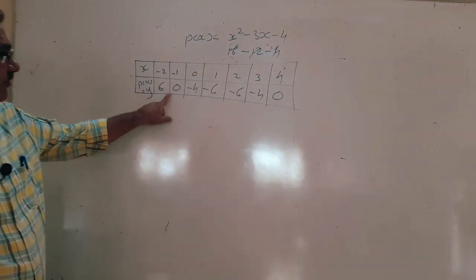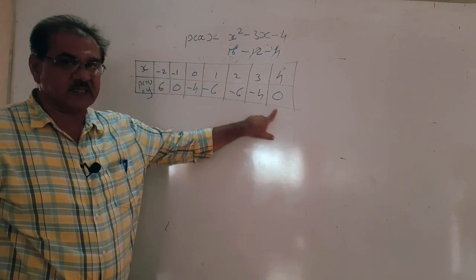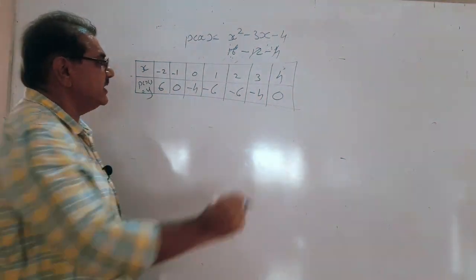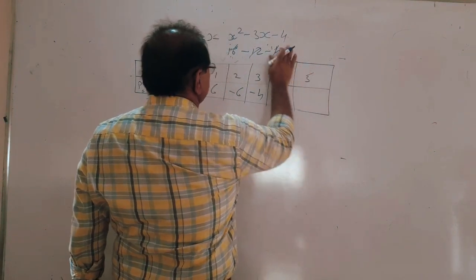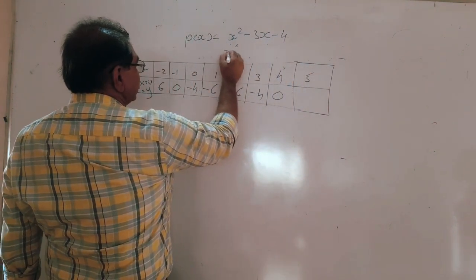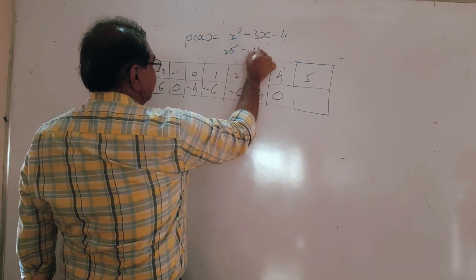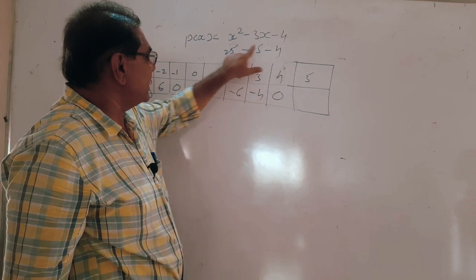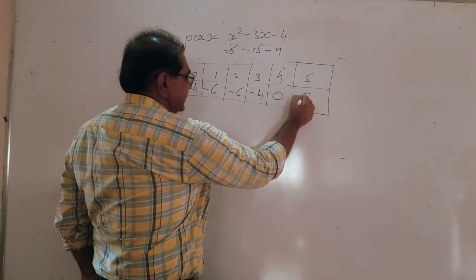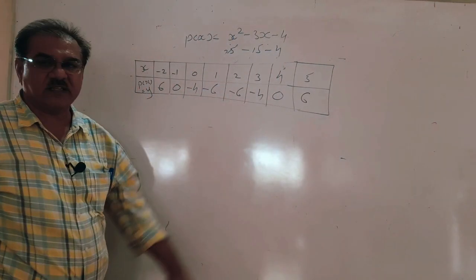So you can check here for two numbers, you are getting the answer 0. So these two will be the zeros of the polynomial. I take one more for simplicity: 5. 5 square is 25. 5 threes are 15, minus 4. Minus 15 minus 4 is minus 19. Plus 25 is 6. So suppose these are the points.